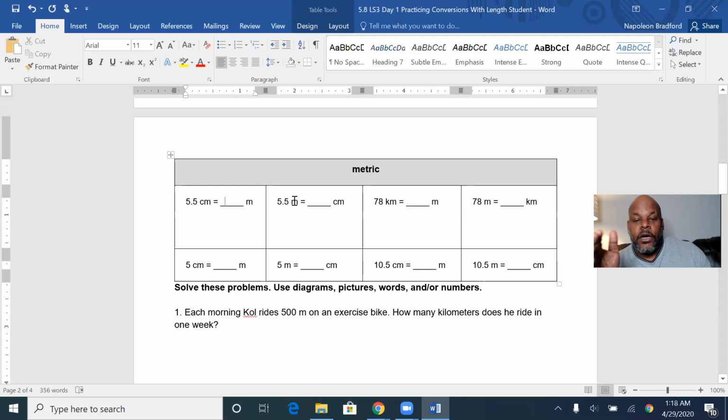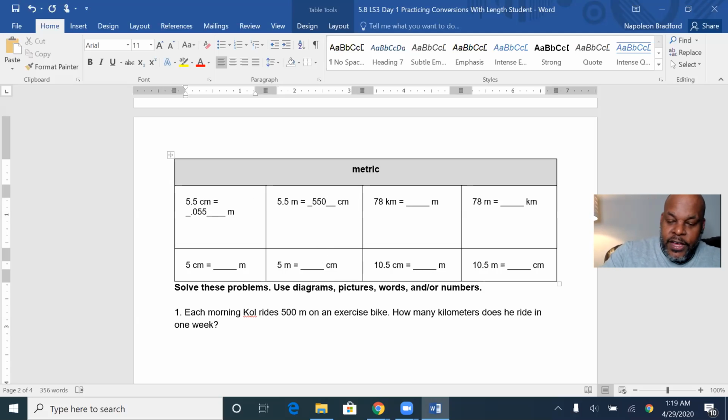Moving from meter to centimeter, we're multiplying times 100. So we're multiplying by 100, moving the decimal place over 2 places to the right. So that'll be 550. This would be 0.055. Right? So we're going from kilometers to meters, from larger unit to smaller unit, we're going to multiply times 1,000. To go from smaller unit to larger unit, we're going to divide by 1,000. So we're going to move the decimal place over 3 places.